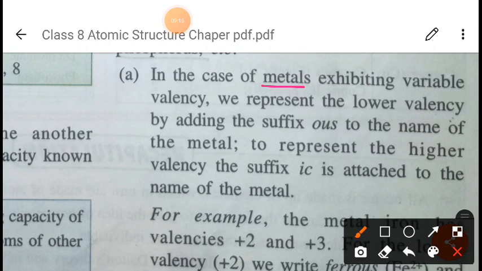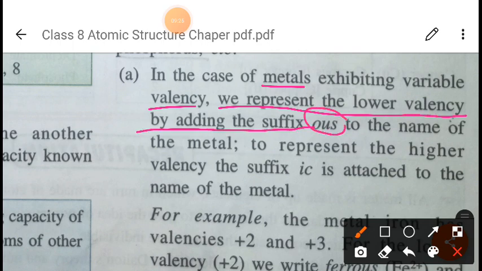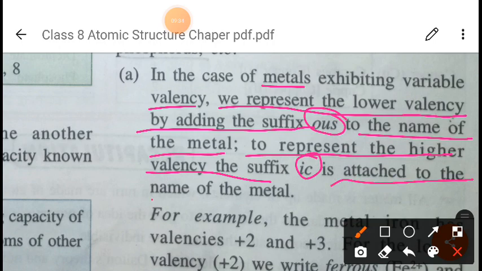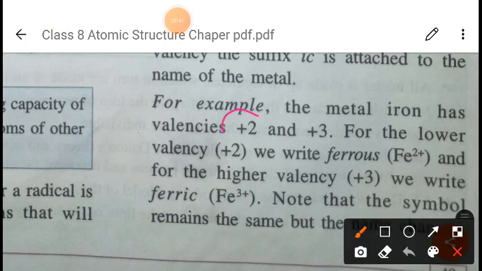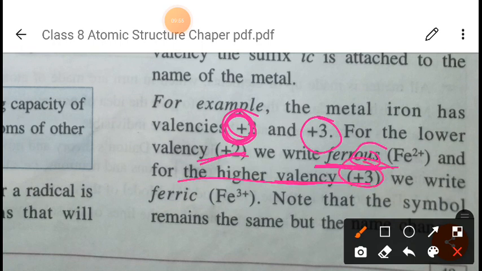In the case of a metal exhibiting a variable valency, always remember that we represent the lower valency by adding the suffix ous to the name of the metal. To represent the higher valency, ic is attached to the name of the metal. Let us see the example of iron. Iron has two variable valencies, +2 and +3. When it has a valency of +2, we write ferrous, and when it has the higher valency, +3, we add ic, ferric, right?